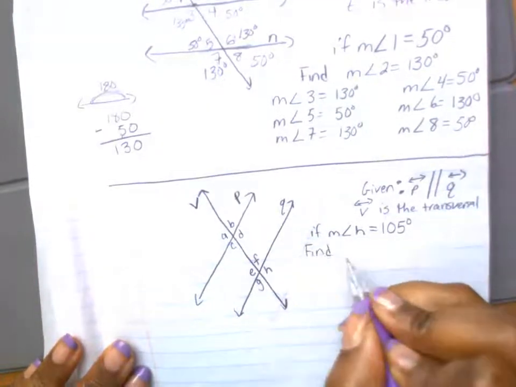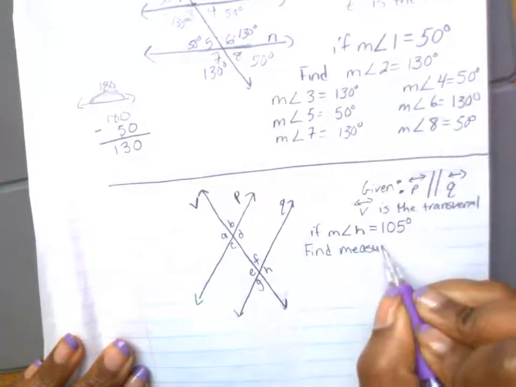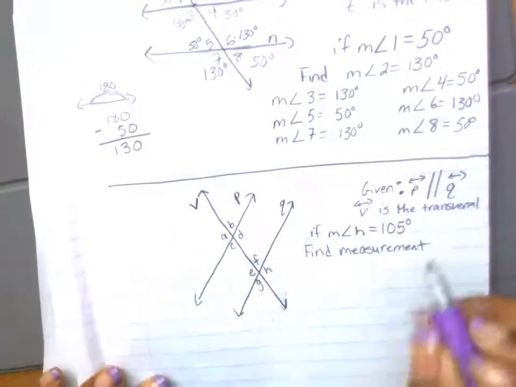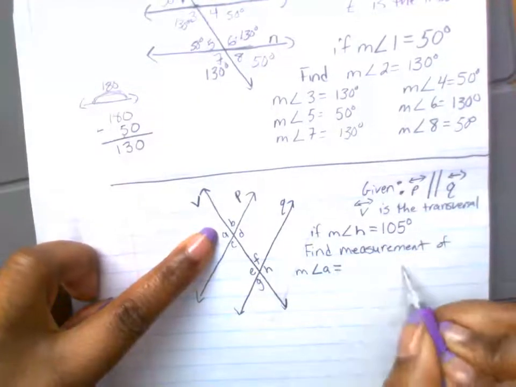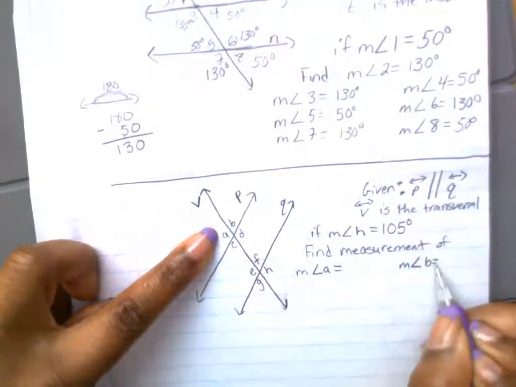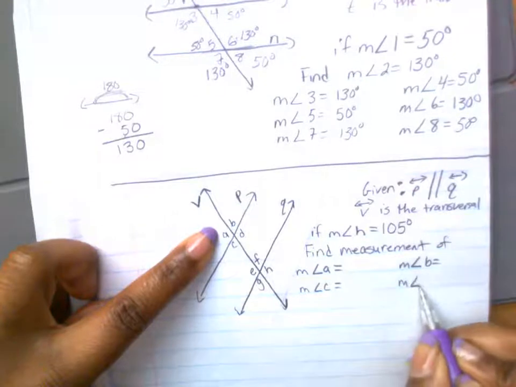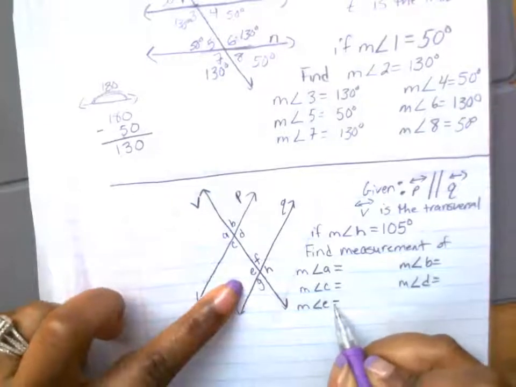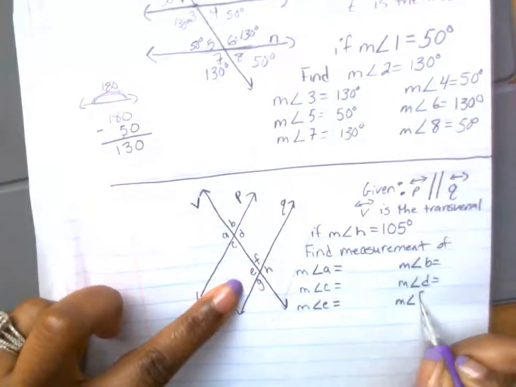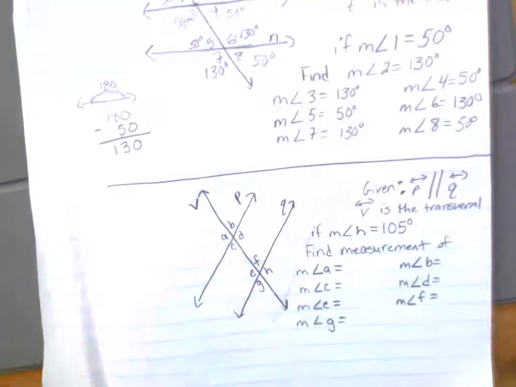Find the measurement. I have enough space to write it here. You're finding the measurement of angle A, the measurement of B, measurement of angle C, measurement of angle D, measurement of angle E, measurement of angle F, the measurement of angle G. Okay, so find all of the other measurements.